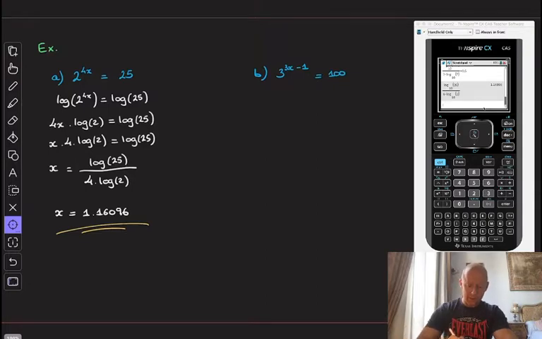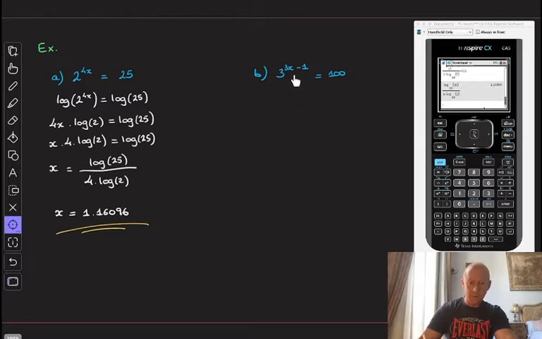Now, I'll go back to correcting this second question. Here we have 3 to the power of 3x minus 1 equals 100, okay? And the idea, again, we're dealing with the power of some number, and so the first thing we need to do is to get this unknown, which is in the power, outside of there.